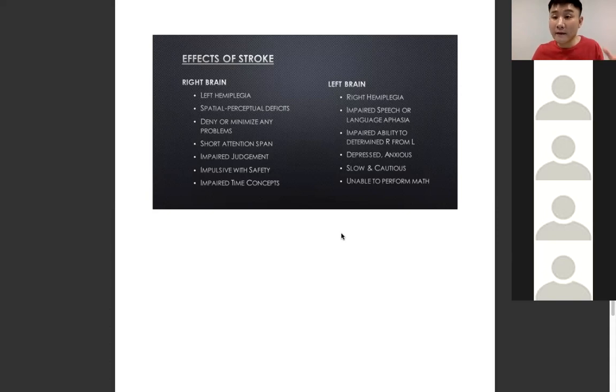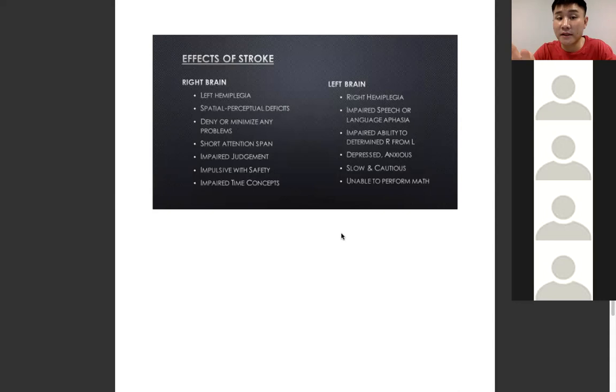Someone who has a left brain stroke will usually have a right hemiplegia, meaning that the right side of the body won't be able to move. Paralysis of the right side of the body if they have a left brain stroke. They'll have impaired speech or language, aphasia, and impaired ability to determine right from left. They don't know which side is right, which side is left. They will be depressed, anxious, slow, and cautious.